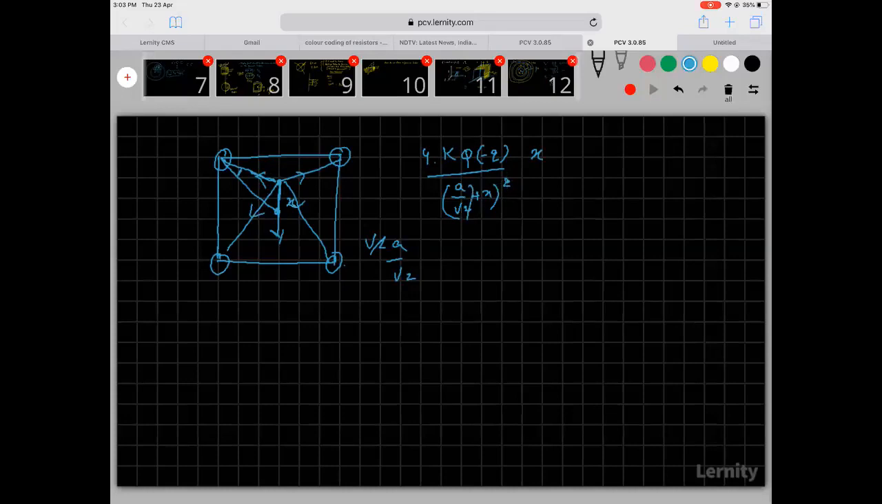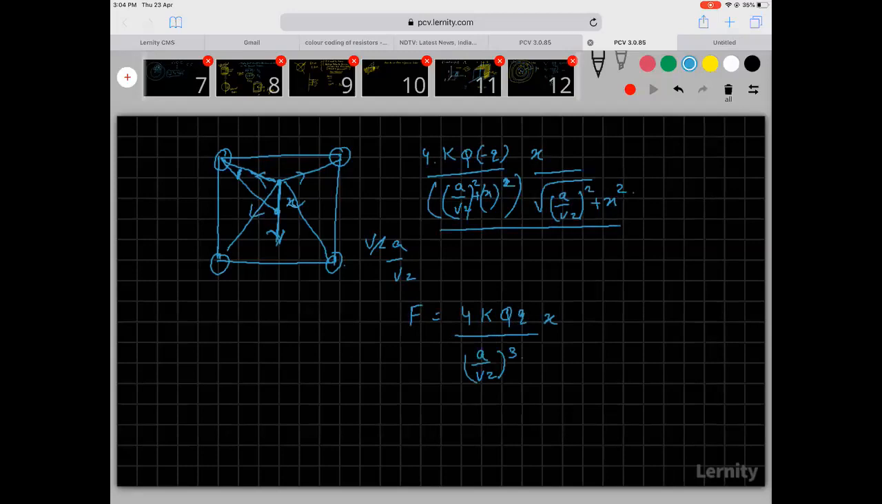So, the whole square, by the root of a by root 2 squared plus x squared, times sine theta. Sine theta is going to be in the downward direction. So that is the force. Now when I simplify this, I get the force equal to 4 times k capital Q small q by this thing. I can now assume x is small. This x I can't remove, that x will remain, but I can assume x is small in the denominator, and I'll get a by root 2 whole cube.